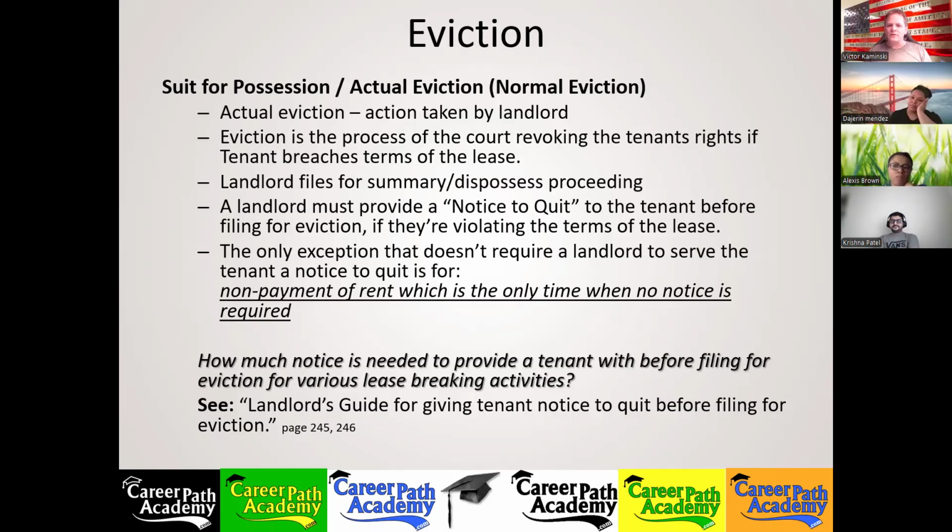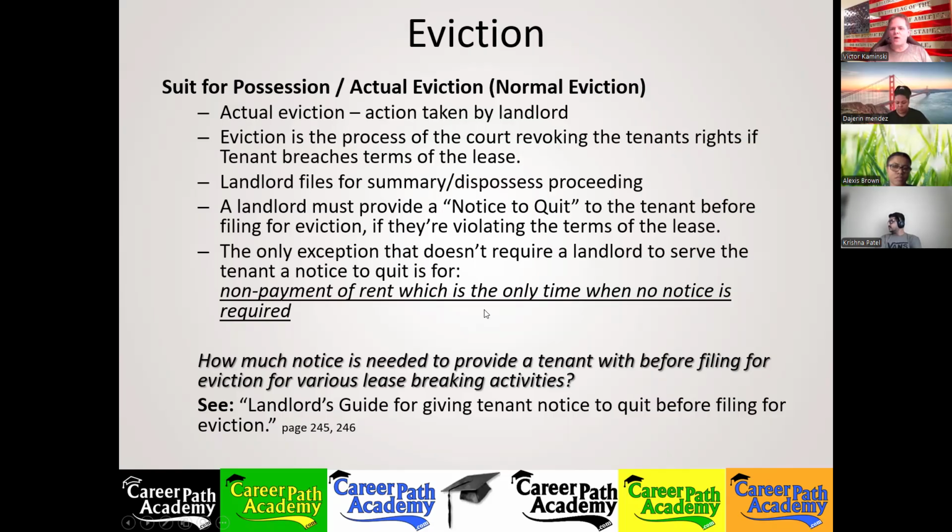However, there is only one reason the landlord is not required to supply a notice to quit to the tenant. What reason is that? Non-payment of rent. So the only exception that does not require a landlord to serve the proper notice to the tenant is for non-payment of rent.